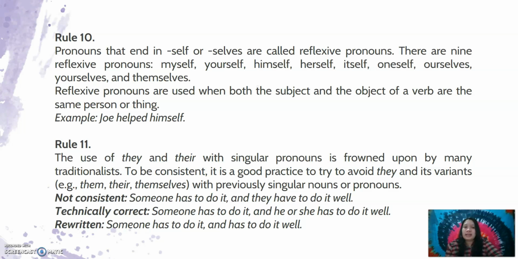Rule 11. The use of they and their with singular pronouns is frowned upon by many traditionalists. To be consistent, it is good practice to try to avoid they and its variants, e.g., them, their, themselves, with previously singular nouns or pronouns. Not consistent: someone has to do it, and they have to do it well. Technically correct: someone has to do it, and he or she has to do it well. Rewritten: someone has to do it and has to do it well.